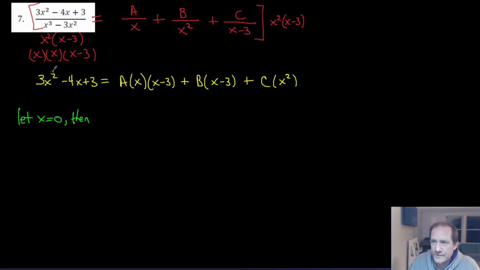So if we let x equal 0, then this whole thing on the left is just going to be 3. Letting x equal 0 means that whole thing goes to 0. This thing, though, will be negative 3b. And this third term will go to 0. So we just divide by negative 3, we get negative 1 as our b value.